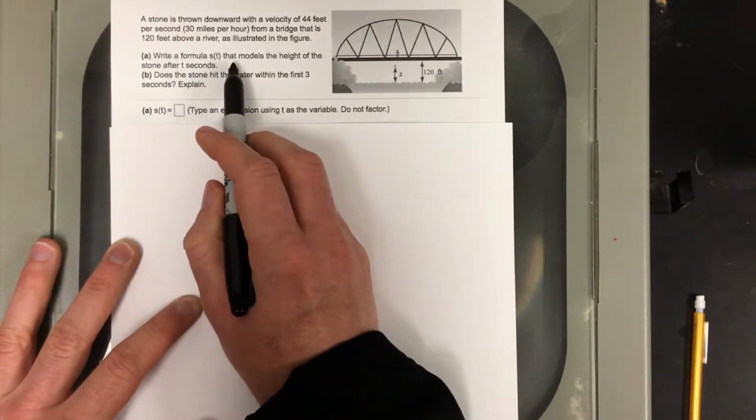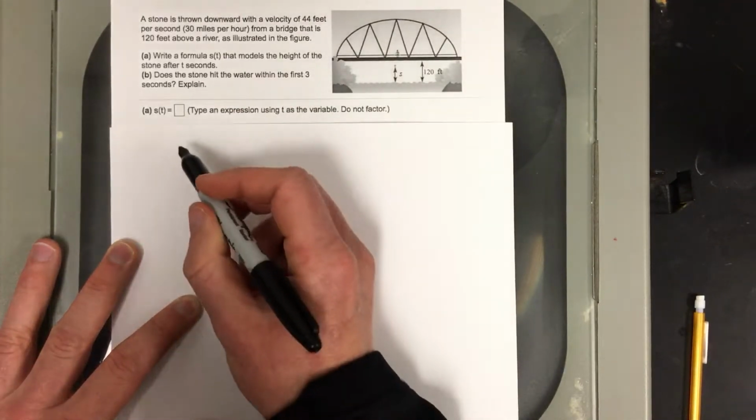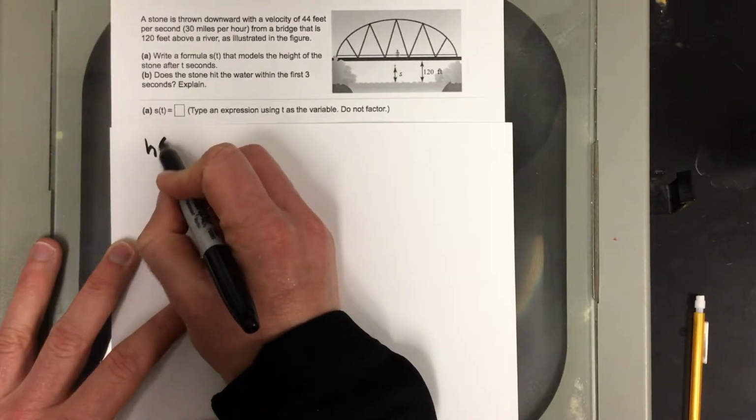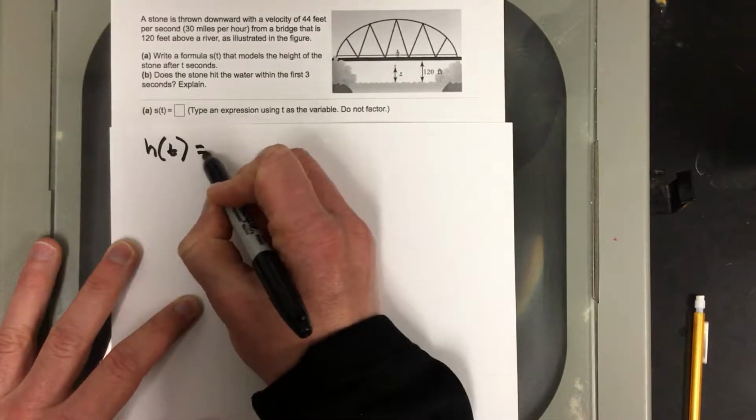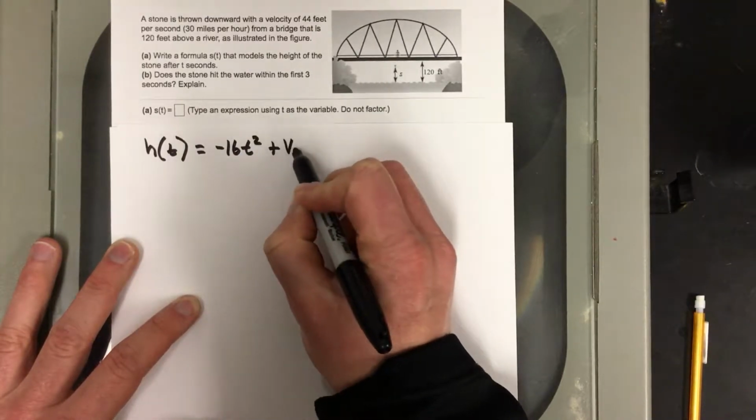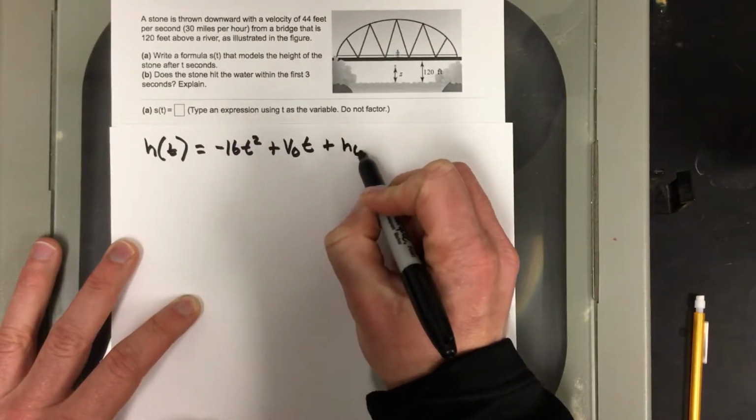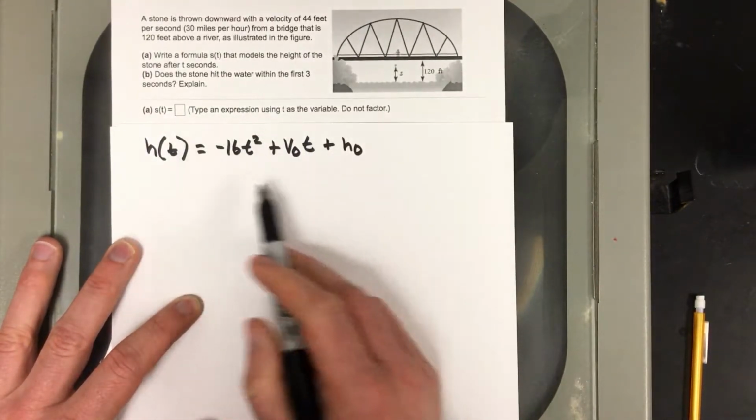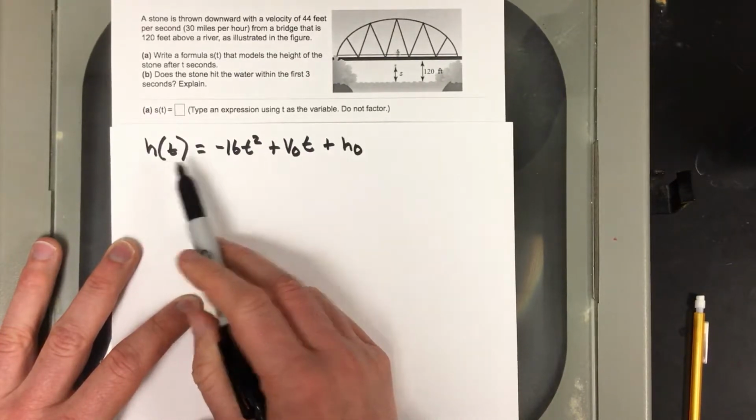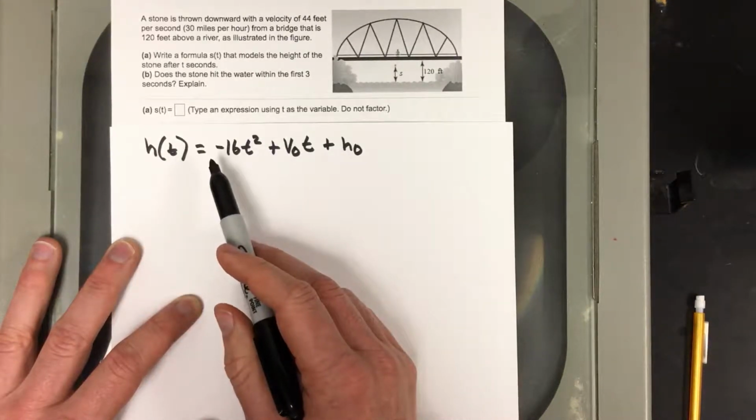It says write a formula S of t that models the height of the stone after t seconds. Well, to write this formula, we need to remember this formula. I believe they give it to you in the book, but h of t equals negative 16 t squared plus v, or velocity initial, times t plus height initial. So this is a standard formula for the height of an object being thrown after a certain amount of time. So we're going to use this to basically write our equation.